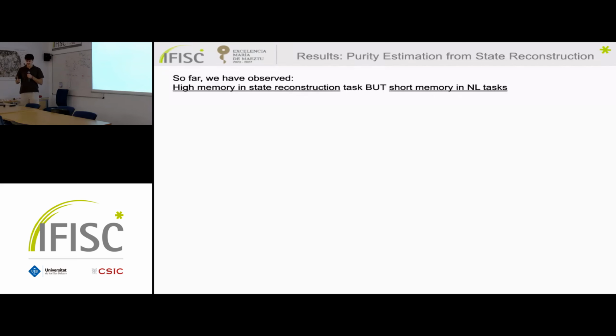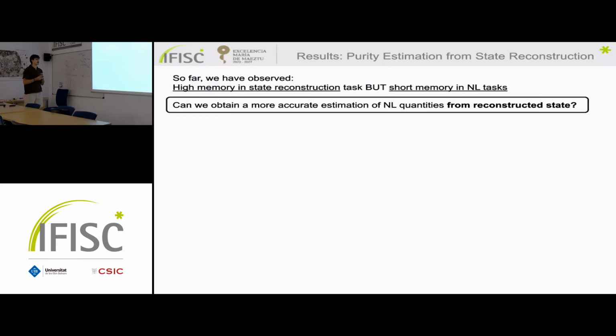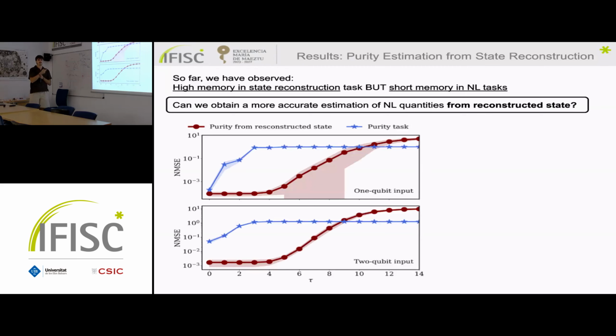But as you may notice in this last plot, we have a long memory in state reconstruction, but a short memory in nonlinear. So why can we not reconstruct the nonlinear feature from the state that we are reconstructing? In other words, we want to see if we compute the purity from the state that we are reconstructing, there is an improvement. So here we compare the case where the target of the hybrid setup is the purity directly, and here computing the purity by targeting the state, which is the state memory task that we mentioned before, for 1 qubit and 2 qubit.